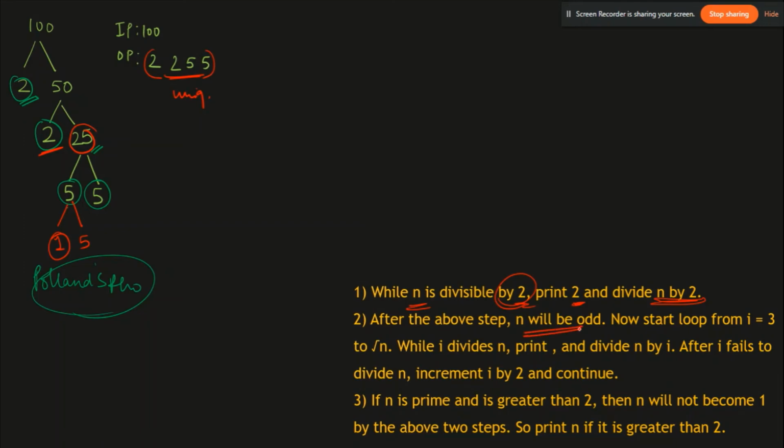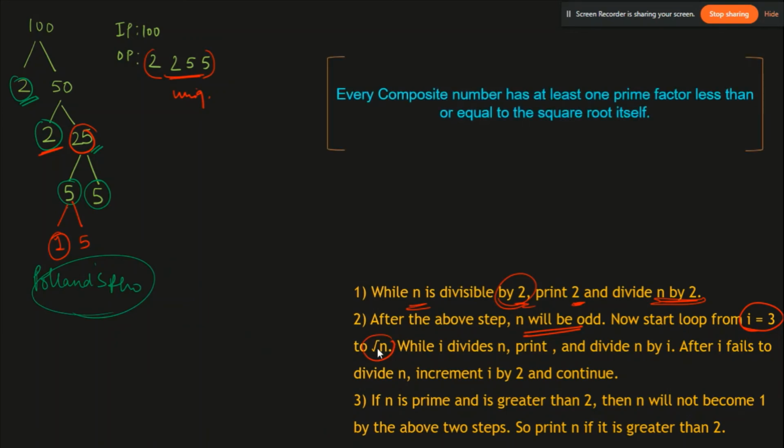Now n will be odd, and we start a loop from i equals 3, because of course we have already checked 2, up to root n. Why root n? Here comes the property of composite numbers that is important to understand: every composite number has at least one prime factor which is less than or equal to the square root of itself. You need to remember this when you solve this kind of problem. This problem will give you a little insight into the mathematics of prime and composite numbers.